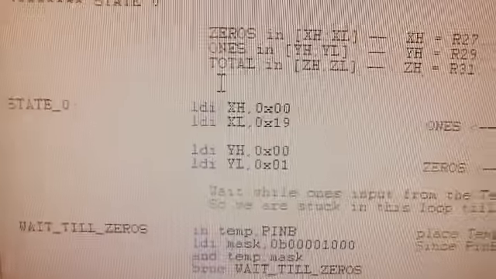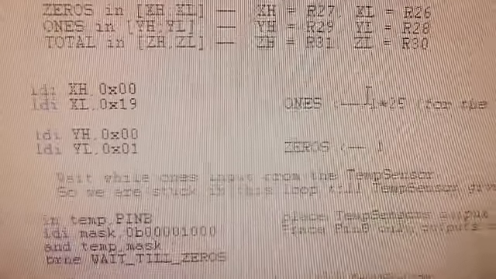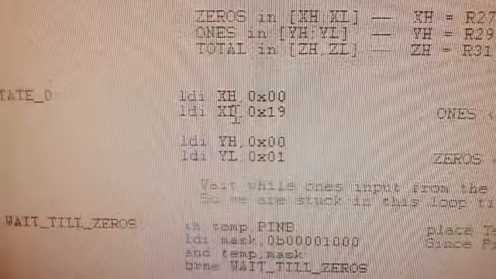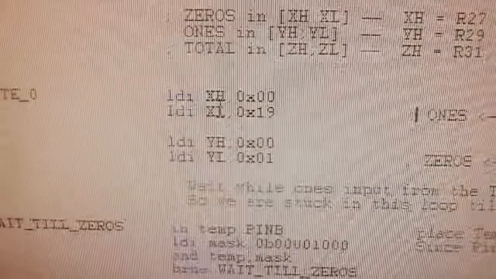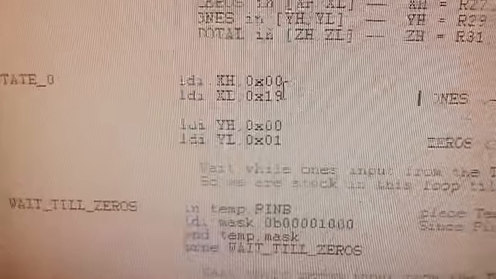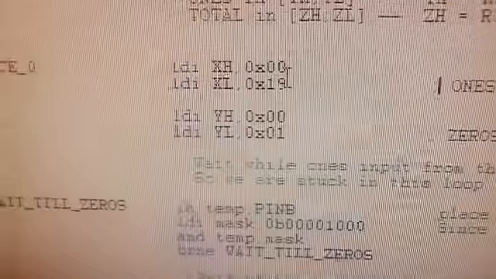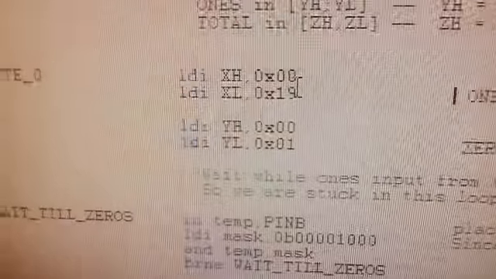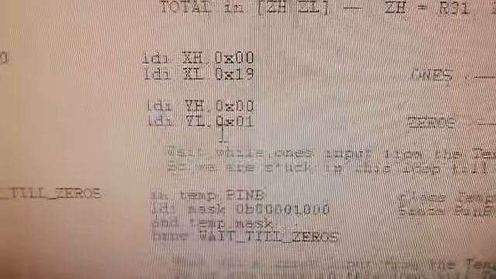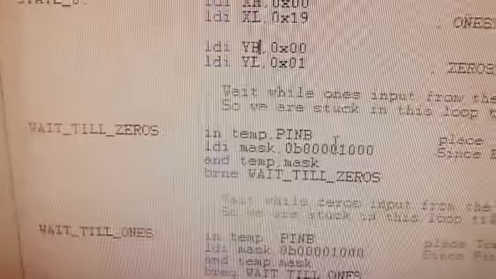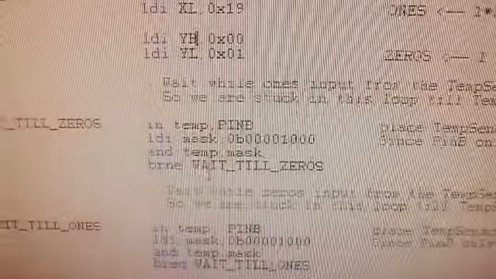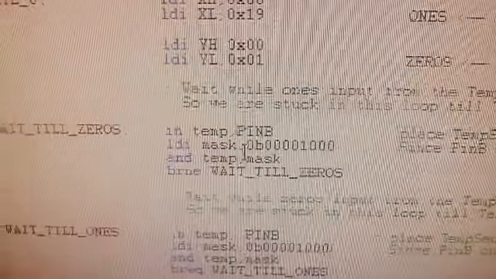So that's the initializing. We do that only once when we run the program, and then we go to state 0, which loads the zeros and the ones into XH, X high, and X low registers, which are a combination of 2 registers, and the high one just takes the carry of the low one if it goes over 255, I'm pretty sure. And same thing with the YH, it's the same type of register. And then we wait till it's 0, and you just keep waiting there until it's 0.